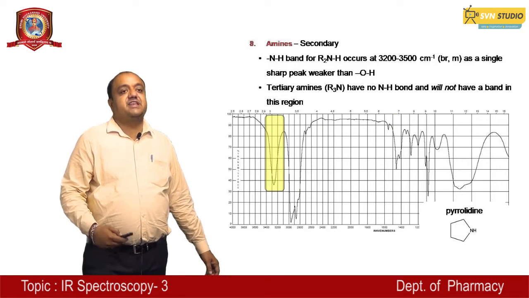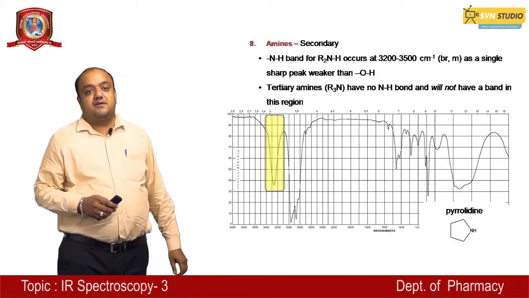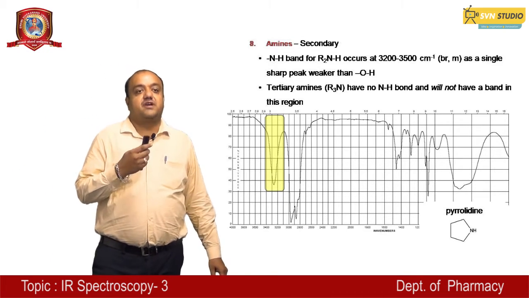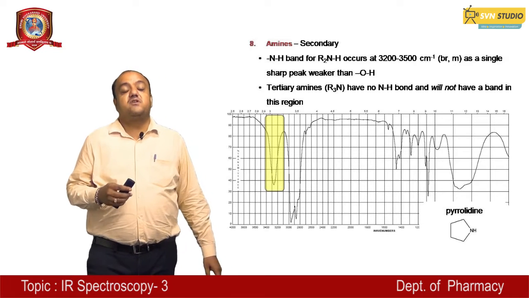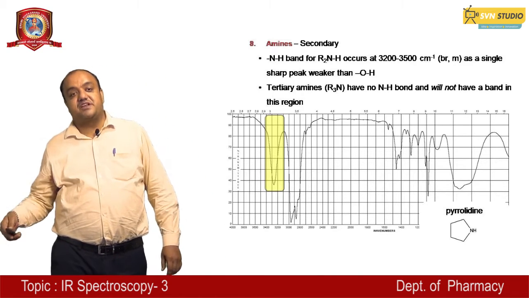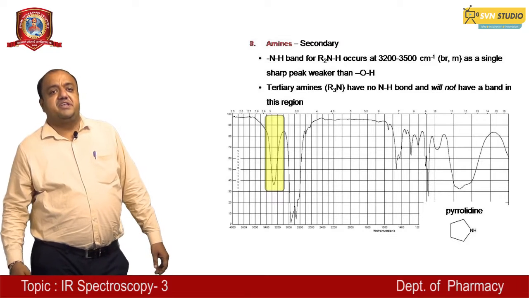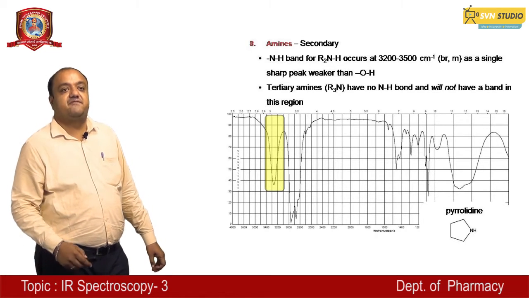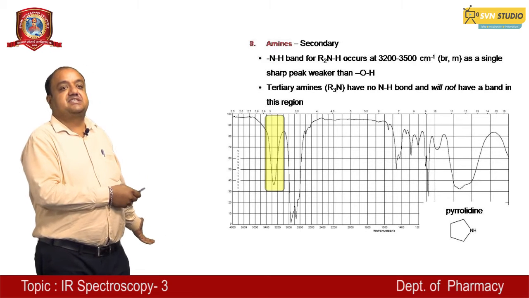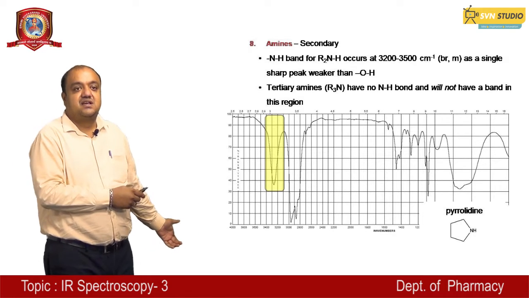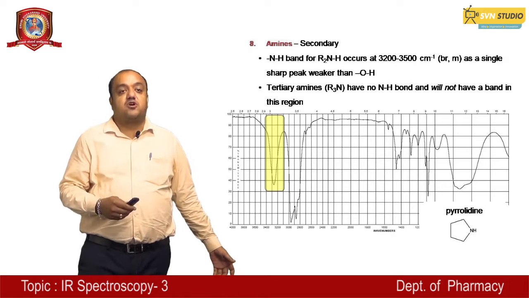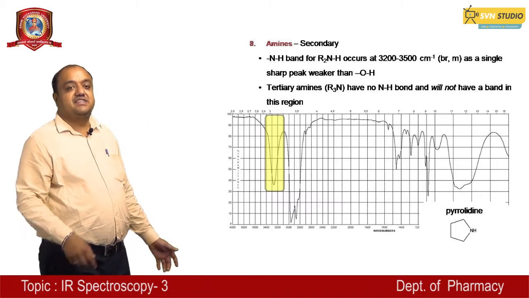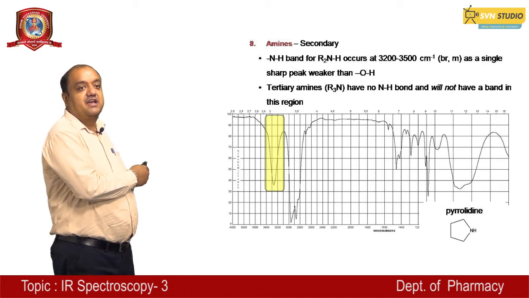Amines, and in secondary amines like pyrrolidine, the NH band for R2NH occurs at 3200 to 3500 centimeter inverse as a medium, broad intensity peak, a single sharp peak weaker than OH stretchings. Tertiary amines R3N have no NH bond and will not have a band in these regions. And this spectra is showing the pyrrolidine.